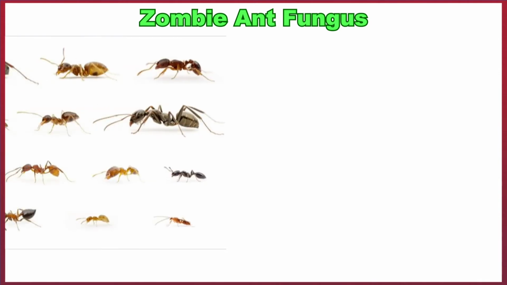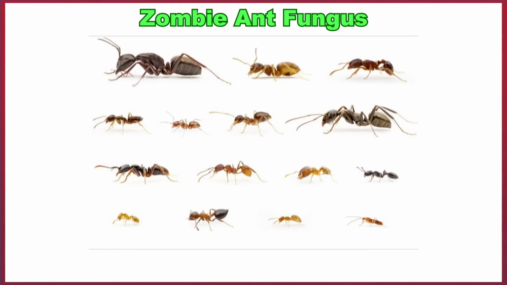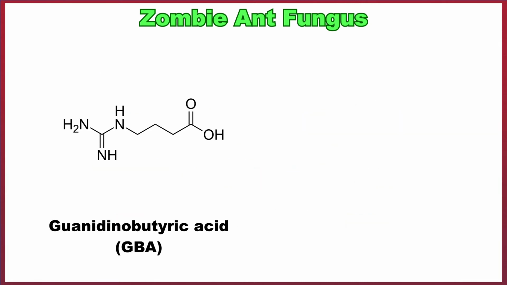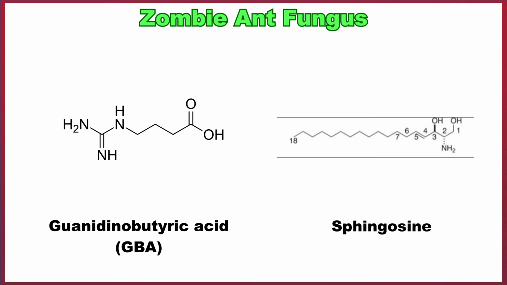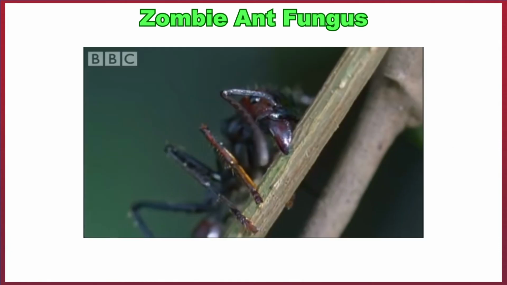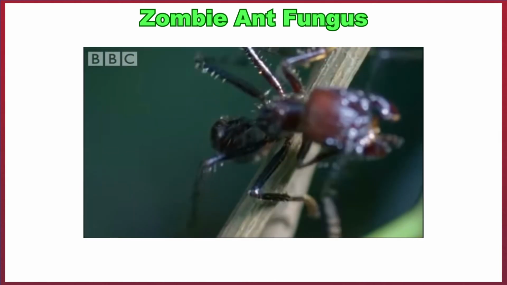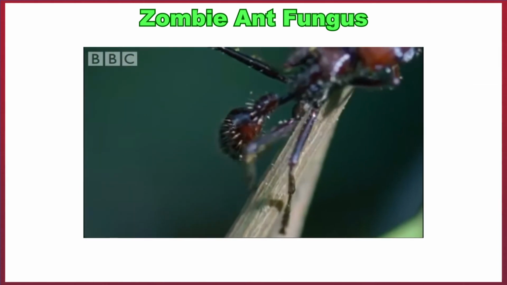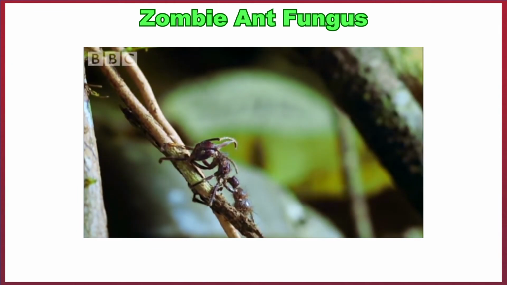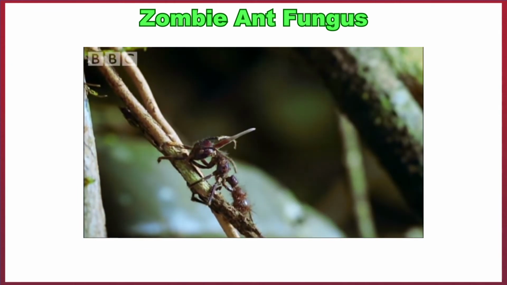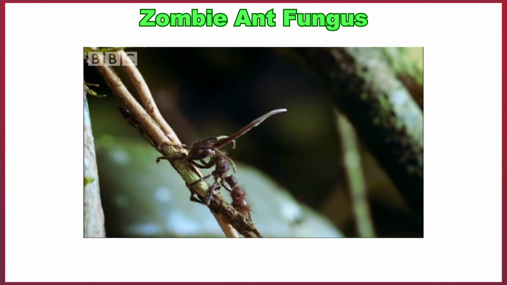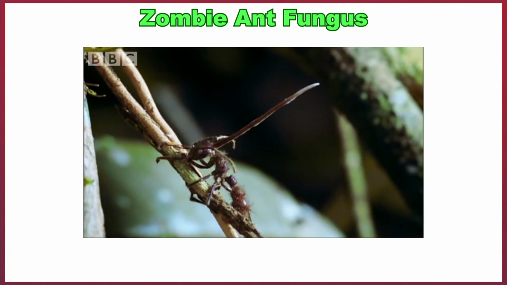It's possible that every species of ant out there could have a corresponding fungus which can control it if it gets infected. Fungal cells in the ant's head release the chemicals guanidinobutyric acid and sphingosine, which work together in order to hijack the ant's central nervous system. Through this, the fungus makes the ant climb high up on vegetation and clamp down on the plant before killing it. After this, it produces a stalk which protrudes through the ant's head. This stalk releases spores which then go on to infect more ants on the ground below.